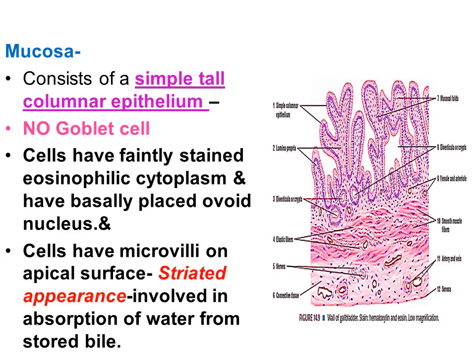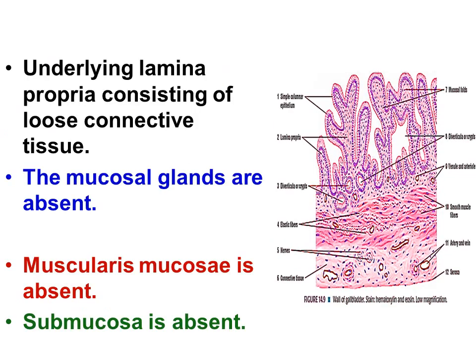The epithelium is the simple tall columnar epithelium with no goblet cells. The columnar cells have faintly stained eosinophilic cytoplasm and the nucleus is ovoid and it is located towards the base. The cells have microvilli on their apical surface, which is giving the striated appearance, involved in absorption of water from the stored bile. The underlying lamina propria is consisting of loose connective tissue which lacks the mucosal gland and the lymphatic vessels.